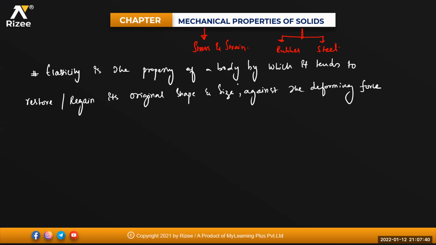Elasticity is the property of a body by virtue of which it tends to restore or regain its original shape as well as its size against the deforming force. Against the deforming force. Is it clear for everyone?